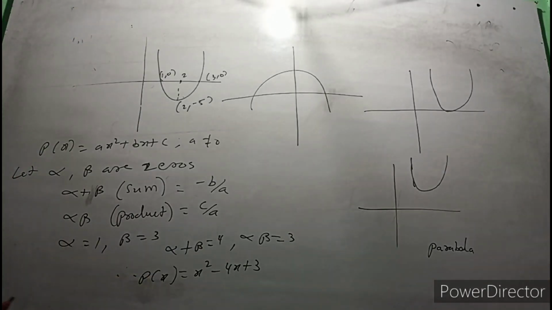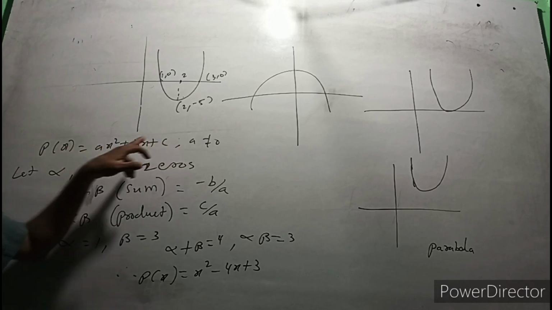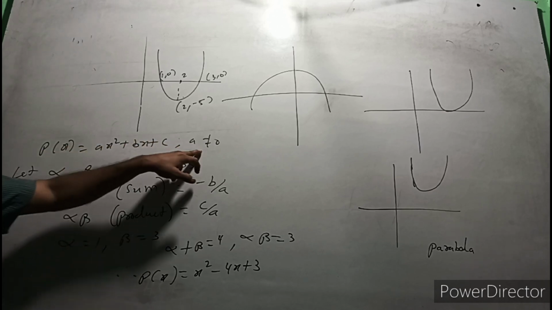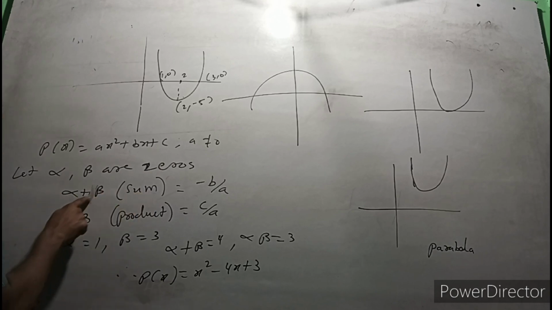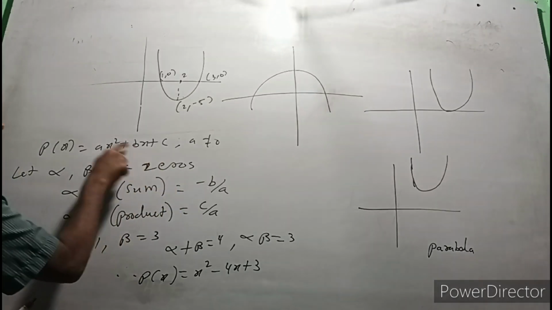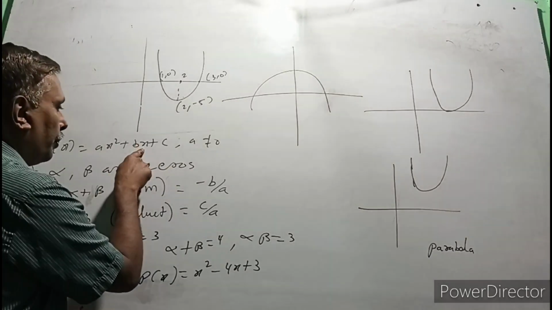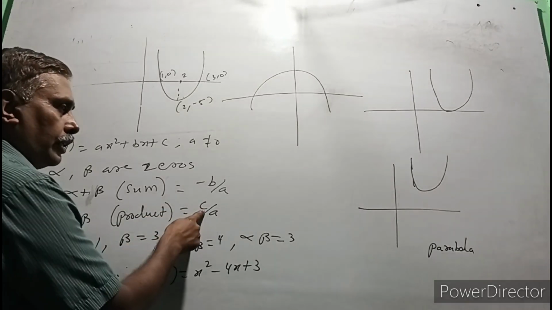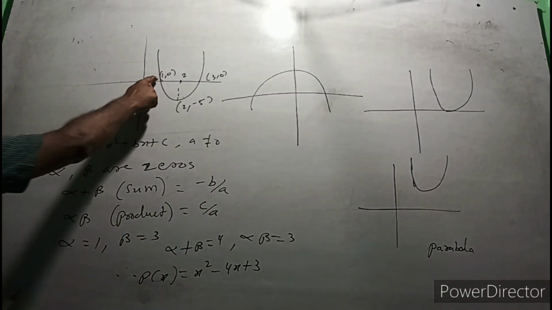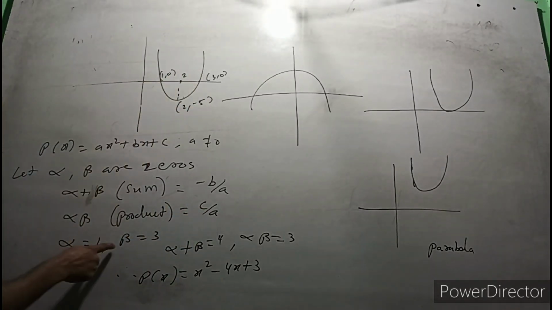Now, if p of x equal to ax square plus bx plus c, a not equal to 0, is the polynomial, then the zeros have some relations. If alpha and beta are the zeros or roots, then the sum of the zeros, alpha plus beta, is always minus b by a. b is the coefficient of x and a is the coefficient of x square. And the product of the zeros is c by a. So suppose in this case alpha is equal to 1 and beta is equal to 3.